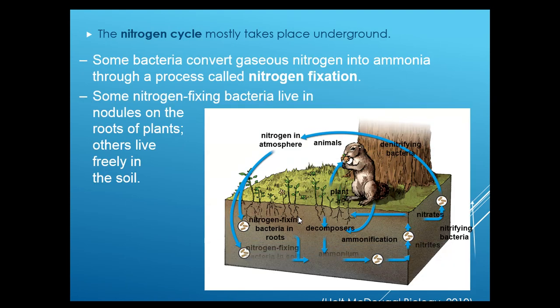The next one we're going to take a look at is what we call the nitrogen cycle. And most of this cycle is going to take place underground. So what will happen is that bacteria, they will convert gaseous nitrogen into ammonia through a process called nitrogen fixation. So at the roots of plants live these nitrogen fixing bacteria.